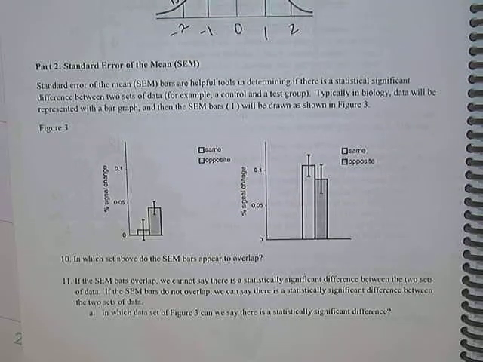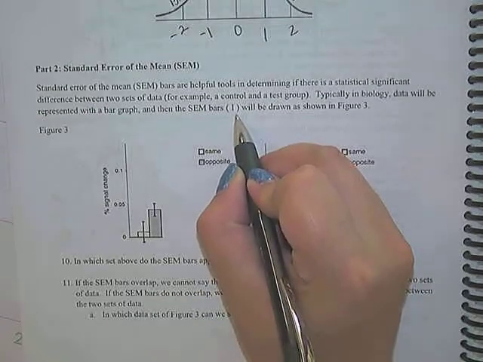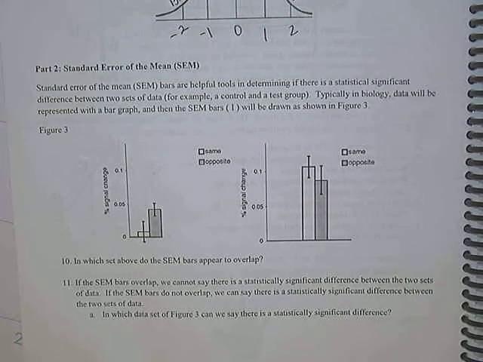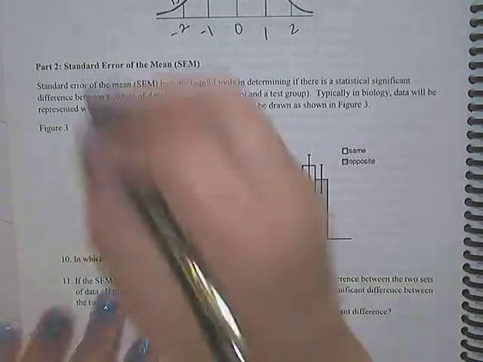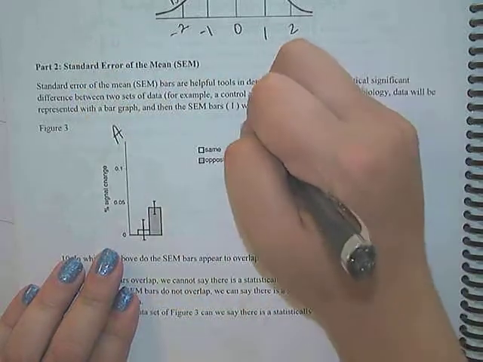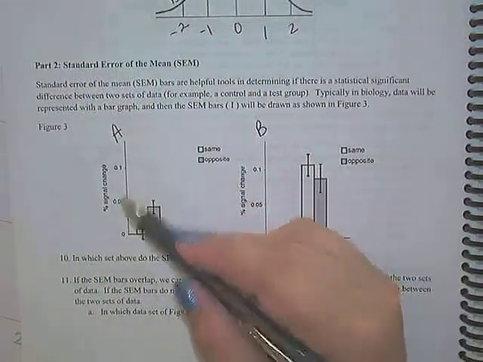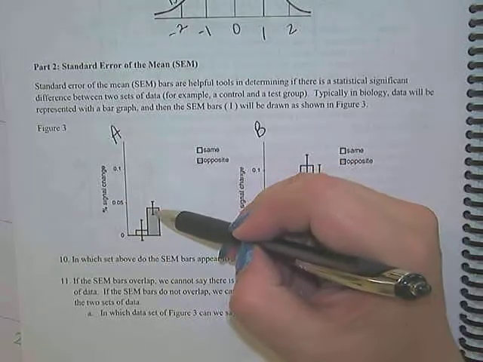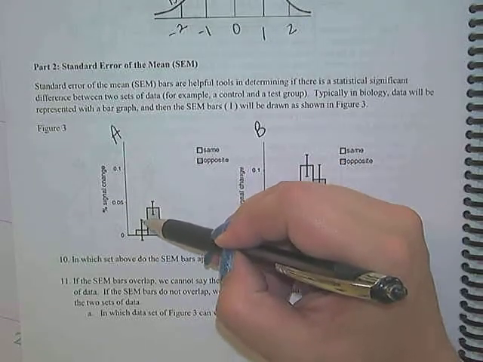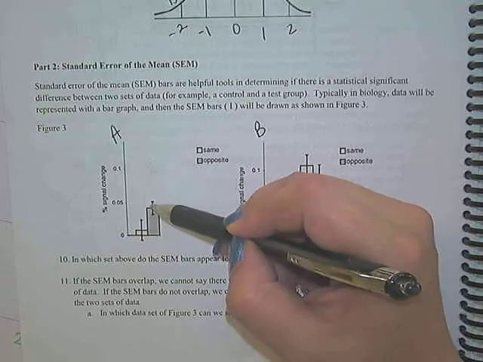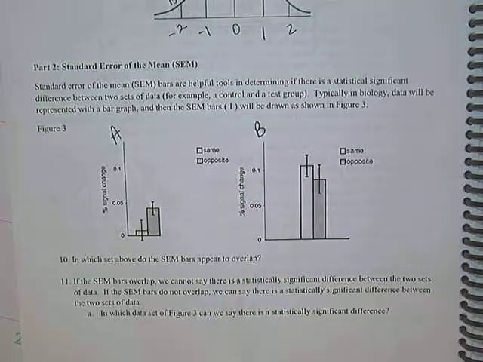Typically in biology, data will be represented with a bar graph, and then the SEM bars, which look like the capital letter I, will be drawn as shown in figure 3. So this is figure 3, and I'm going to label this data set A and data set B. This is a regular bar graph, which you're probably familiar with, and these are SEM bars. Just those lines that cross your bar graph, those are the SEM bars.